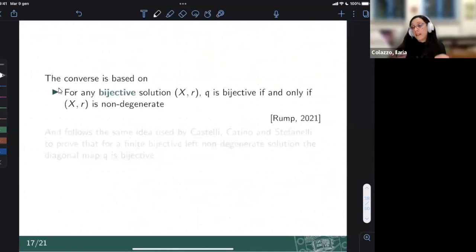So the converse is, as I said, based on a characterization given by Rump for bijective solutions, and I want to underline that bijectivity really plays a role in its proof. So for bijective solutions, Q being bijective is equivalent to R being non-degenerate.